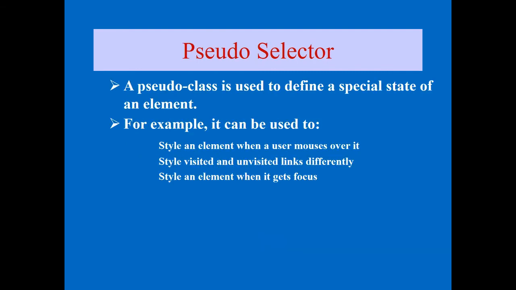Coming to the next one, the pseudo selector. A pseudo selector is a class used to define a special state of an element. Any different kind of special state of any element you can define with pseudo selectors. For example, style an element when a user moves the mouse over it. Suppose you put your mouse on a particular element, at that time if you want any kind of format designing, then we can do it with the help of the pseudo selector.